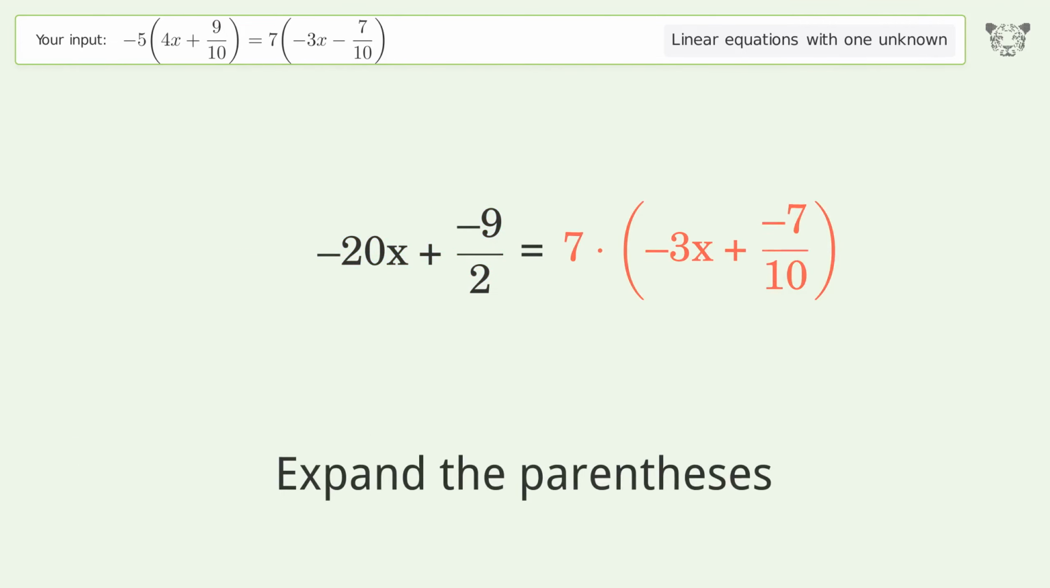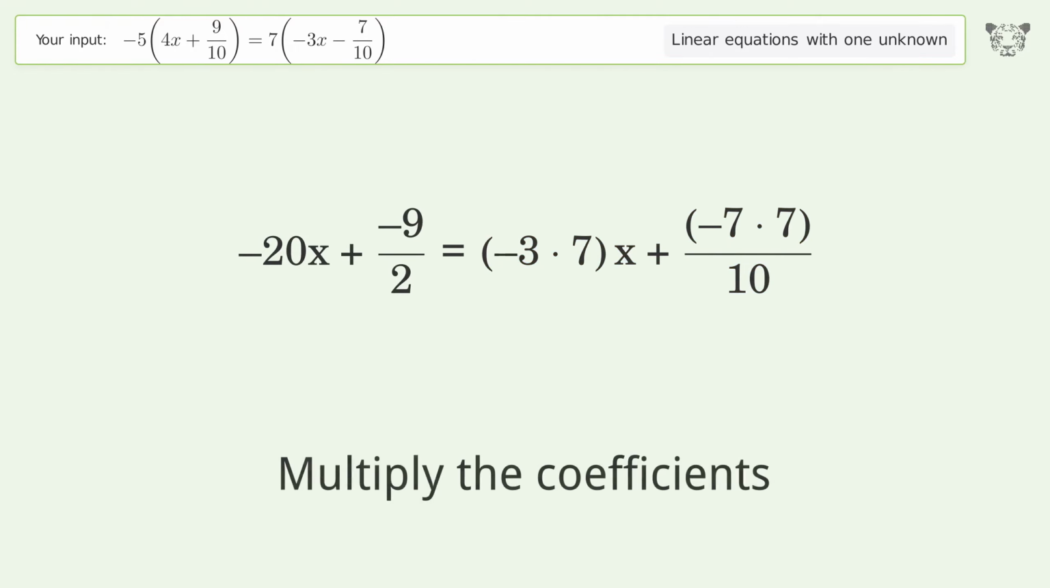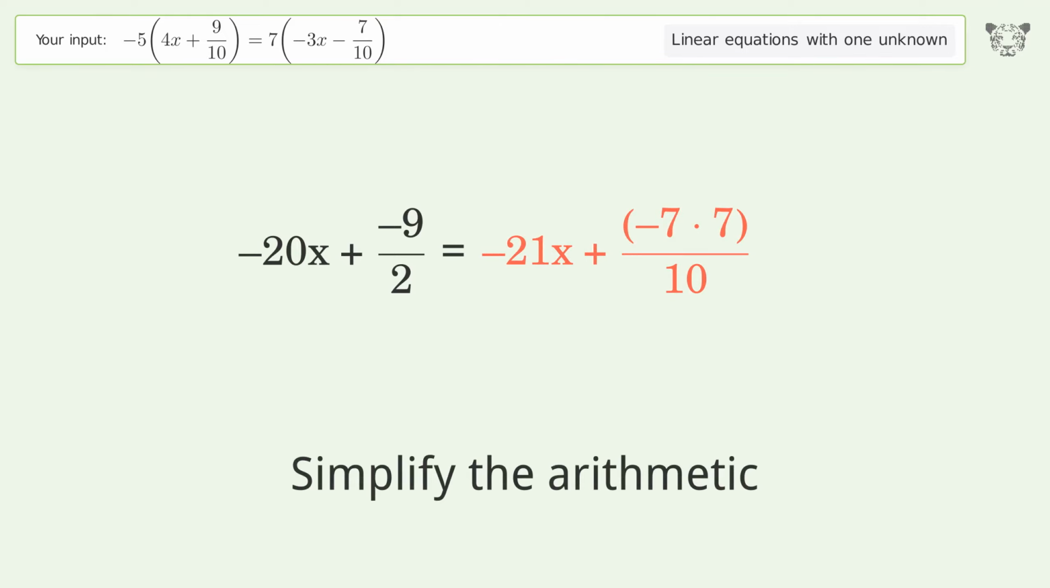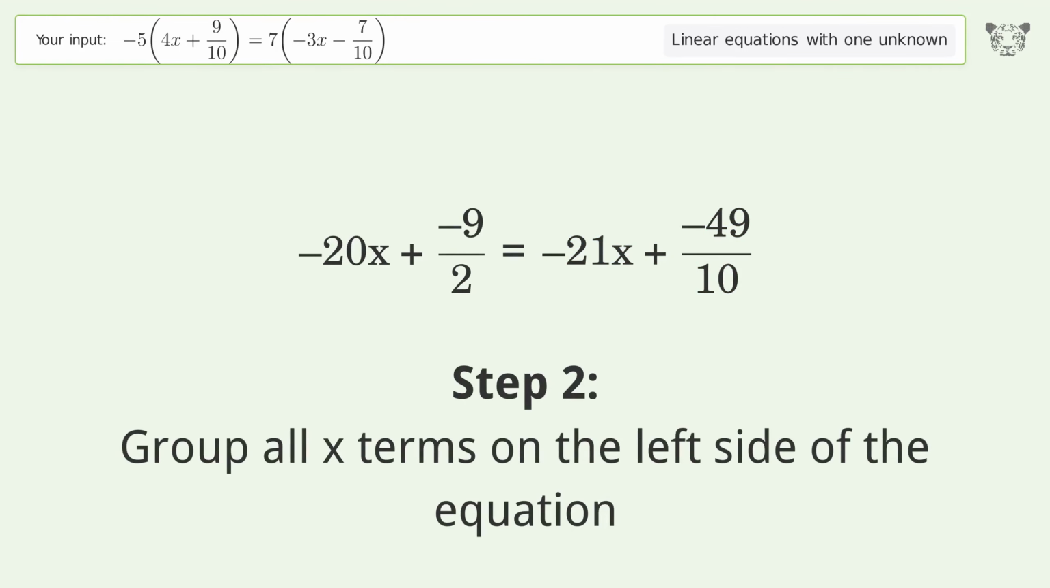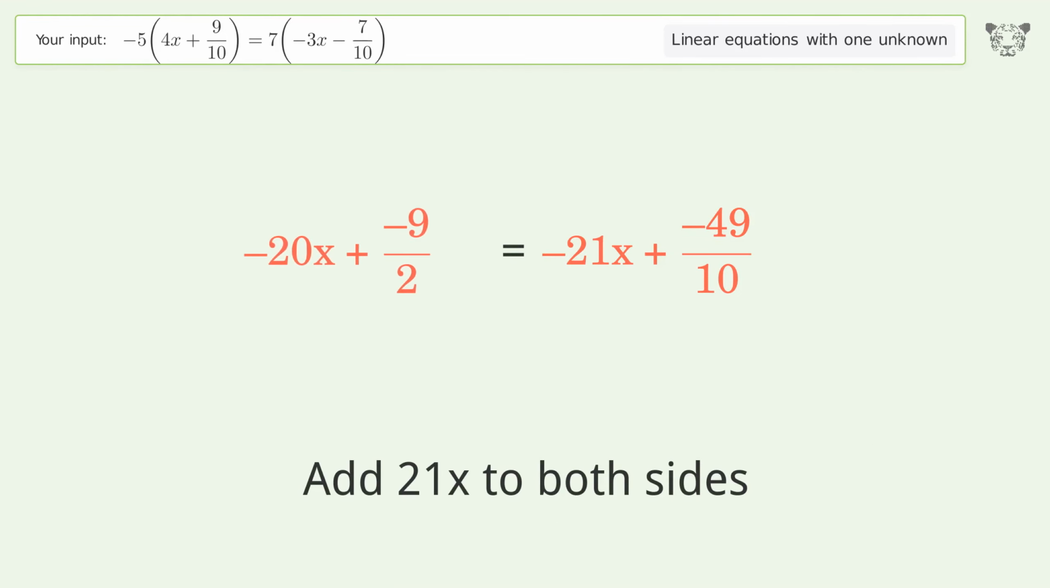Expand the parentheses. Group like terms. Multiply the coefficients. Simplify the arithmetic. Group all x terms on the left side of the equation. Add 21x to both sides.